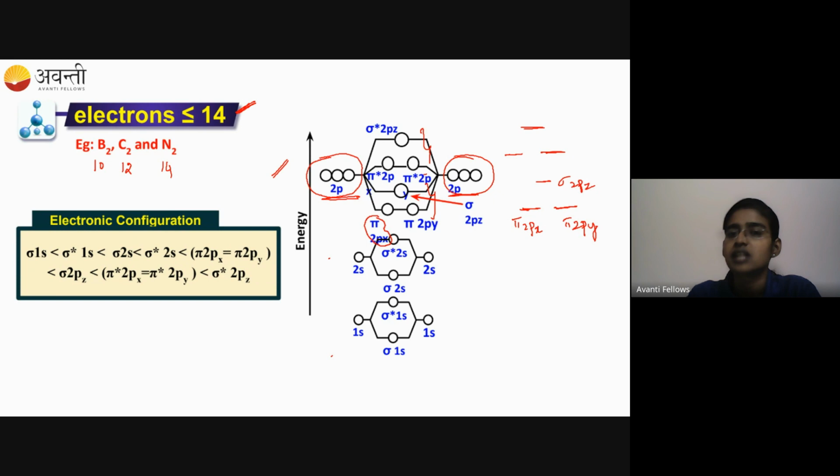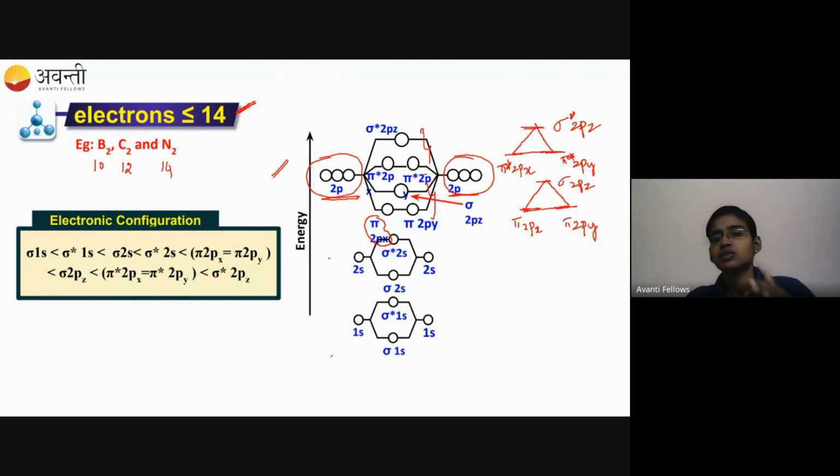Now these 3 are the anti-bonding, right? Just put a star: pi star 2px, pi star 2py, and sigma star 2pz. So these 3 are the anti-bonding orbitals. So we are getting a triangle kind of thing for anti-bonding as well as for bonding. This is how you have to fill the electrons.